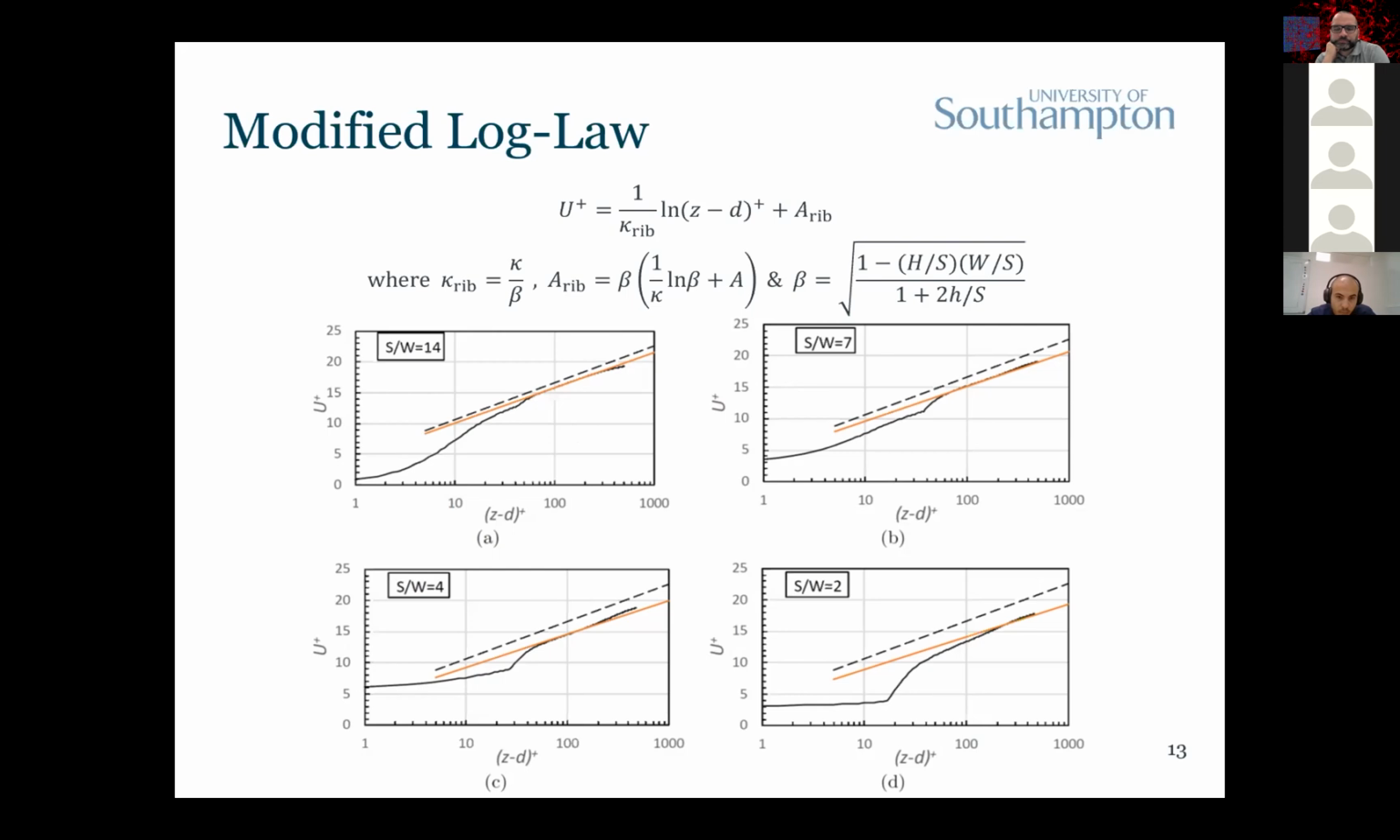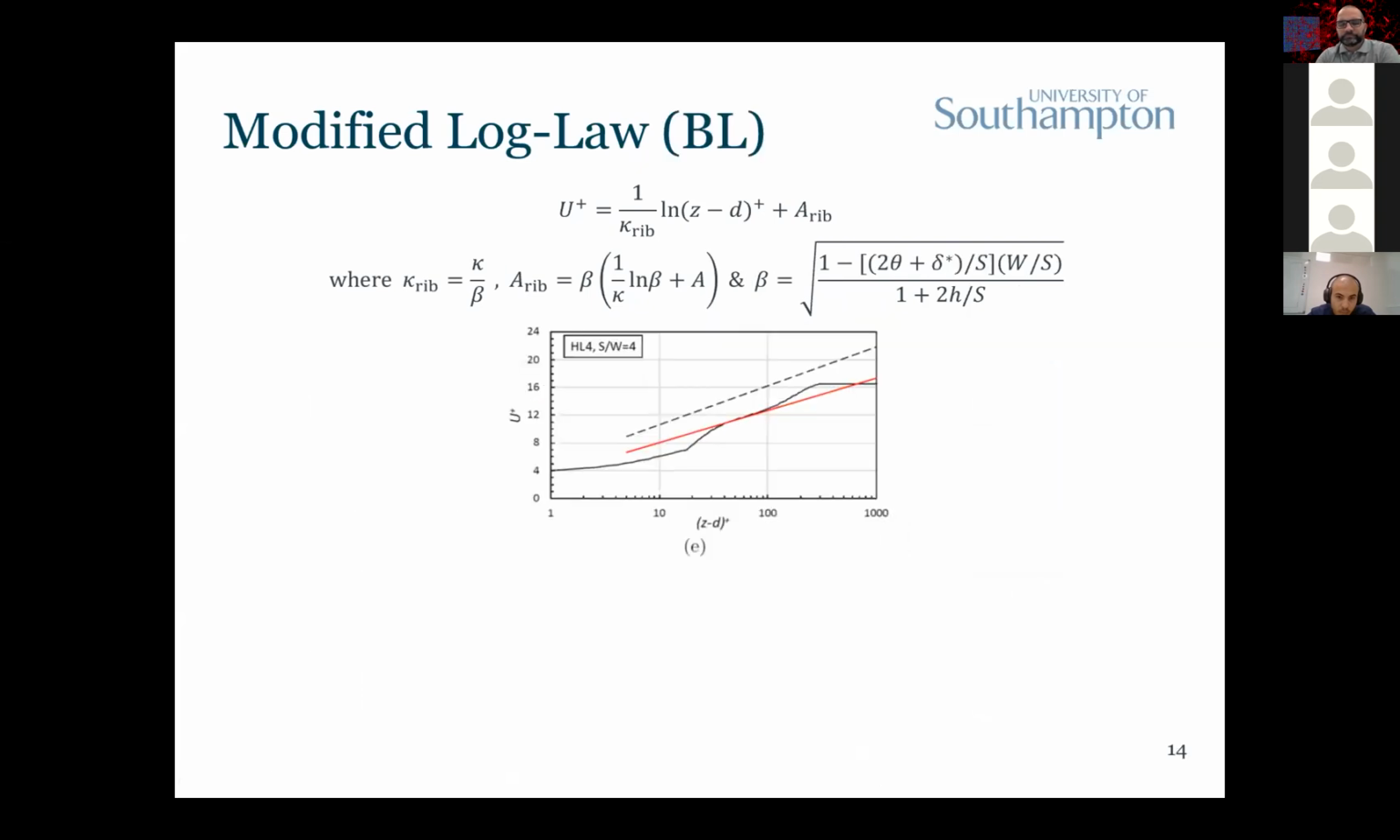So we implemented a correction factor based on the geometry and so on. Applying this correction factor to the classical log law, the modified log law is derived. As you can see here, the orange curves are the modified log law. Now the modified log law curves are matching much better with our ribbed channel cases. So it was not a loss of axial velocity, it's just a mismatched scaling of the log law that we found. So that was fixed, I think.